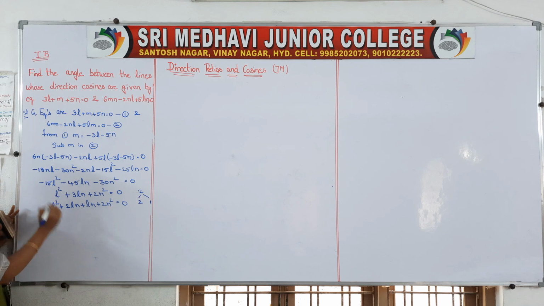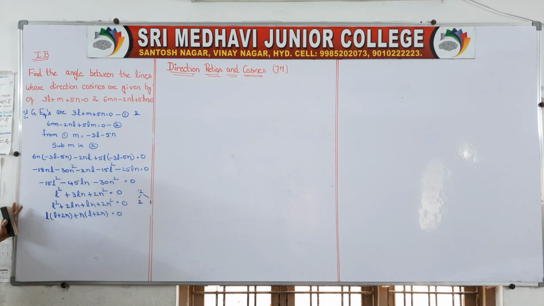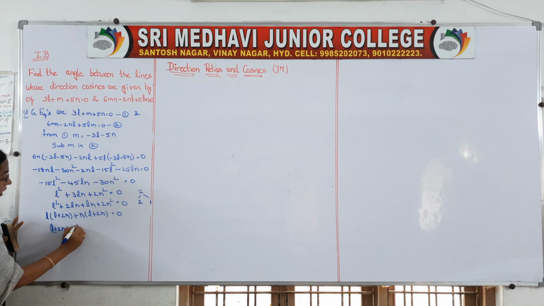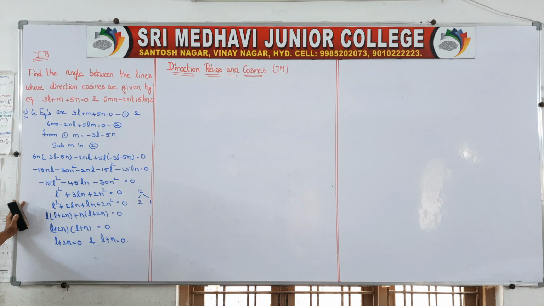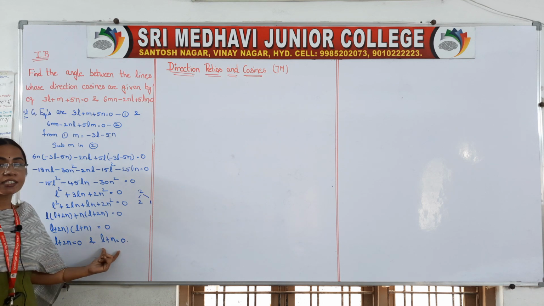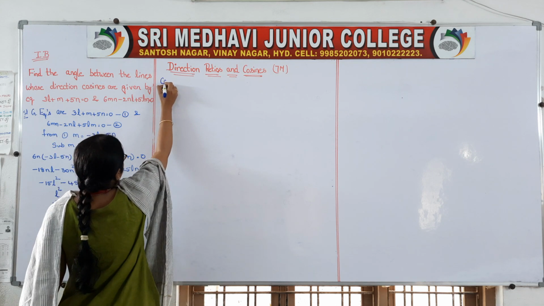From this you take l outside, l plus 2n. From this you take n outside, l plus 2n is equal to 0. So l plus 2n is common in both terms. We can write l plus 2n into l plus n is equal to 0. Again, like in the previous class problem, we got 2 cases, l plus 2n is equal to 0 and l plus n is equal to 0. We will take this as case 1 and we will get one set of direction ratios, and we will take this as case 2 and we will get another set of direction ratios.